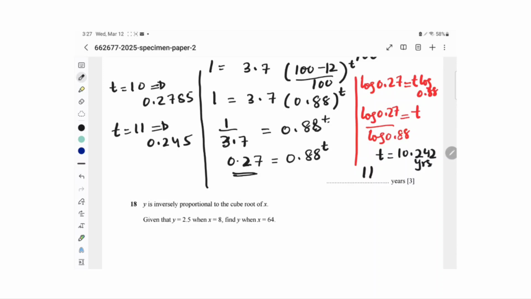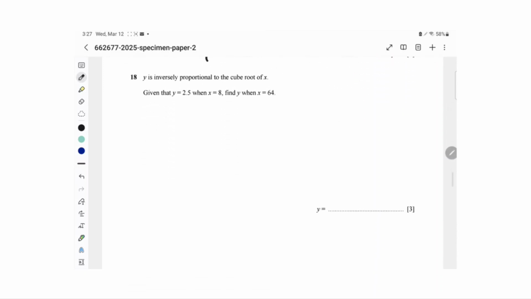All right. Now question number 18. In question number 18, y is inversely proportional to the cube root of x. Given that y equals 2.5 and x equals 8, find y when x equals 64. Okay, y is inversely proportional to the cube root of x, so y equals k upon cube root of x. We always do it like that.